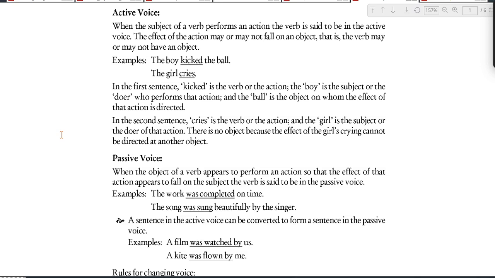Okay. You didn't understand that? Yes, the object of a verb. Did you understand the meaning of this sentence? The object of the verb, like in this sentence, the object of the verb is ball. Yes. And I know this one.